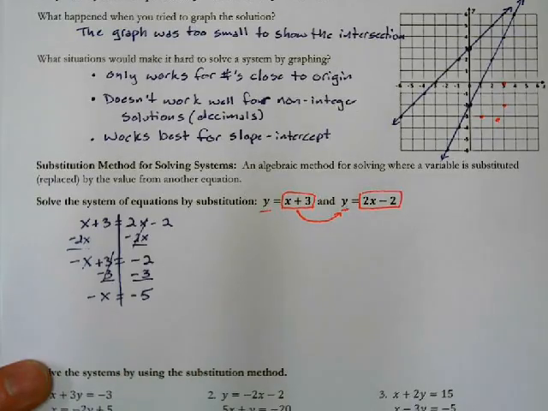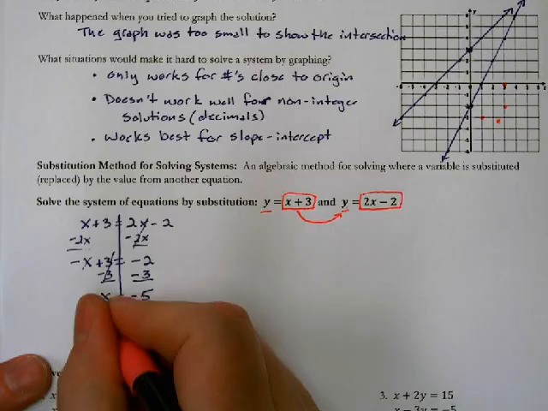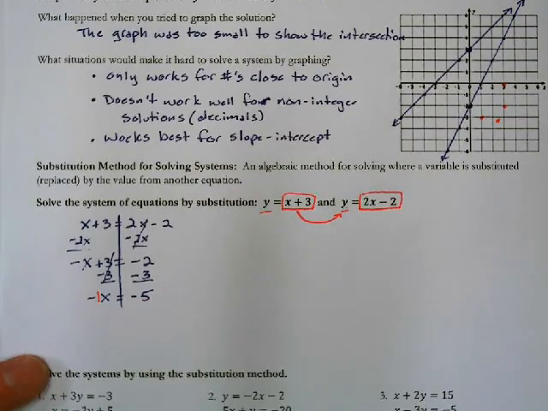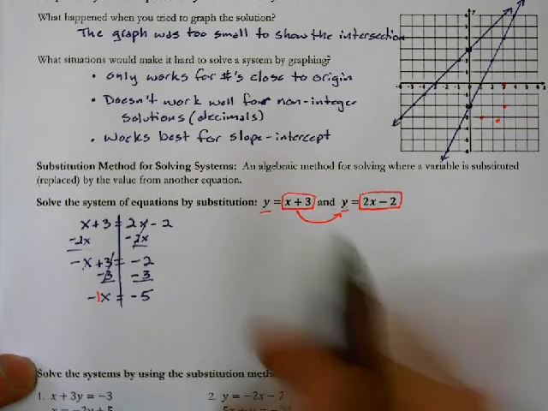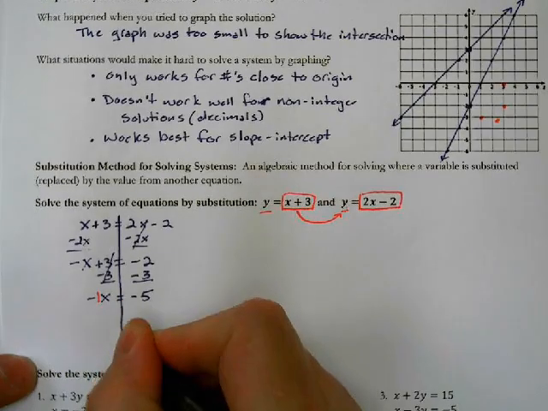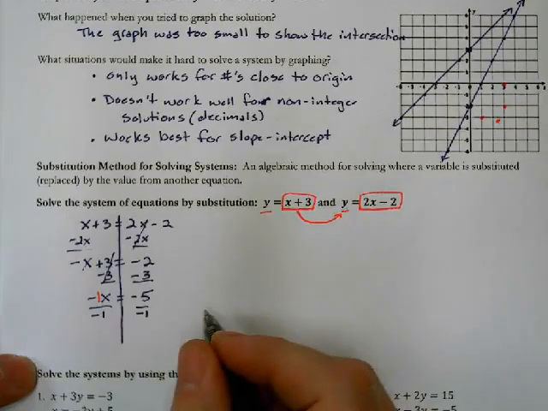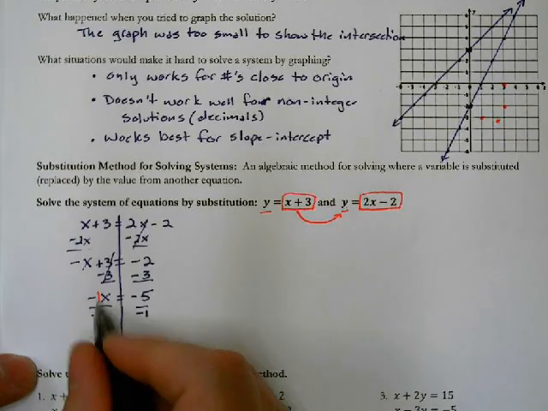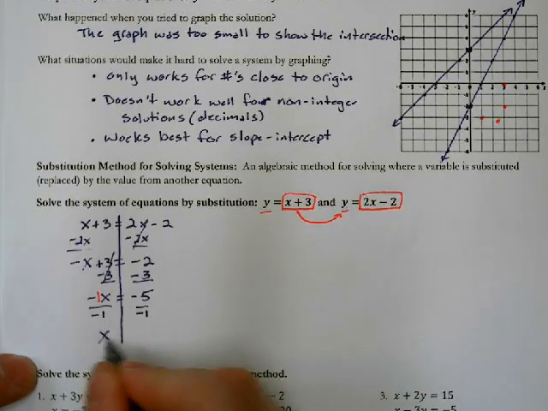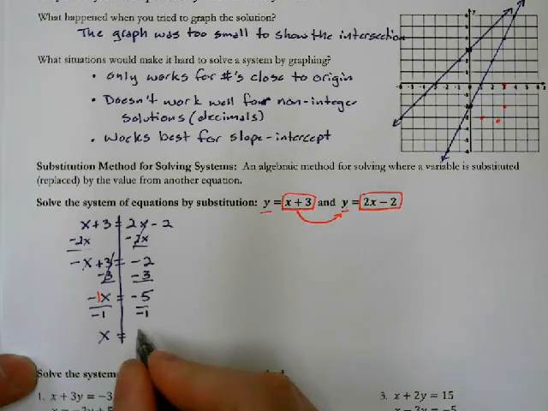Okay, negative x equals negative 5, but remember this is negative 1x, so negative 1 times x. So to get x truly by itself, I'm going to divide both sides by negative 1. Negative 1 divided by negative 1 is 1, so that just goes away. I get x equals negative 5 divided by negative 1 is 5.